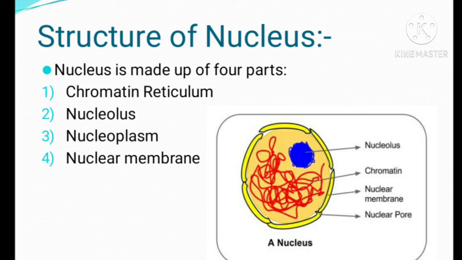The nuclear membrane encloses nucleoplasm, which is a jelly-like substance made up of organic and inorganic materials. The nucleolus is a supercondensed and supercoiled structure whose function is yet to be studied. And the most important, chromatin reticulum, that is a supercoiled structure which holds the most important information of heredity.